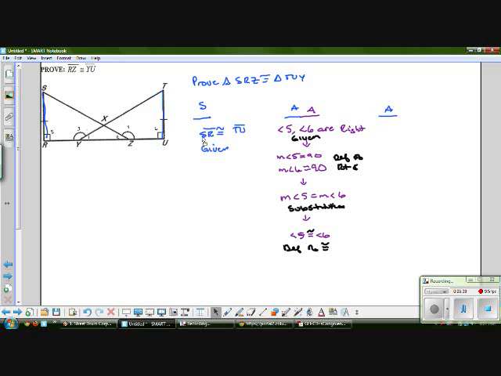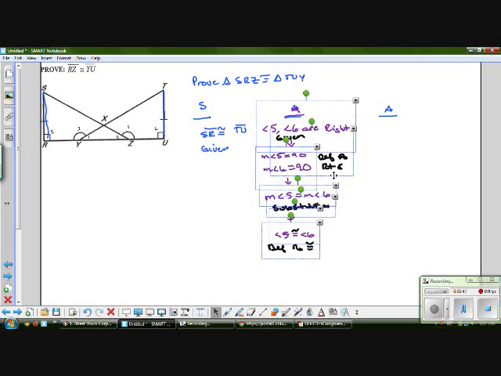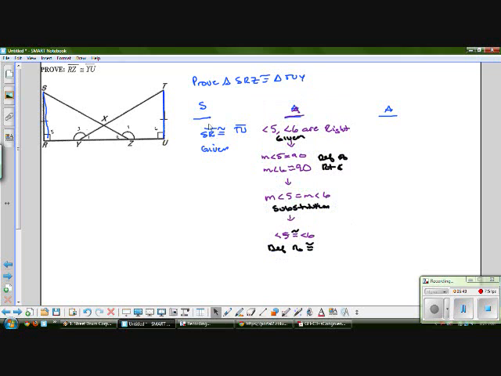Well, it didn't quite work out the way I wanted. There we go. Okay, so SR and TU, the sides are given. The angles 5 and 6 are going to be congruent after we show, progressively using algebra, why that's the case. The last angles, 1 and 2, are going to actually be the worst part of this.